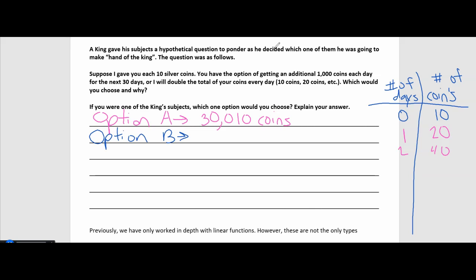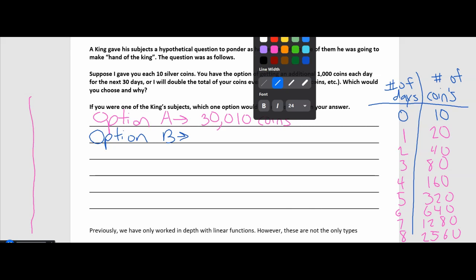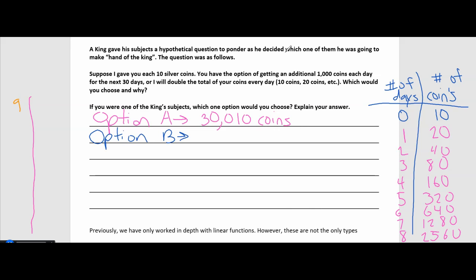Second day, you have 40. Third day, you have 80. And you can see how we just keep doubling, right? Well, let's see. By day, we'll go up to day 10. Might have to come over here. So after 10 days, you have 10,240 coins.